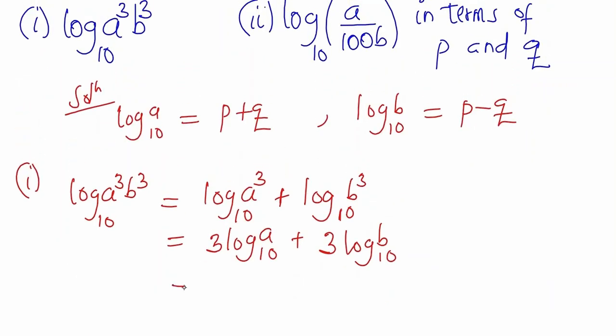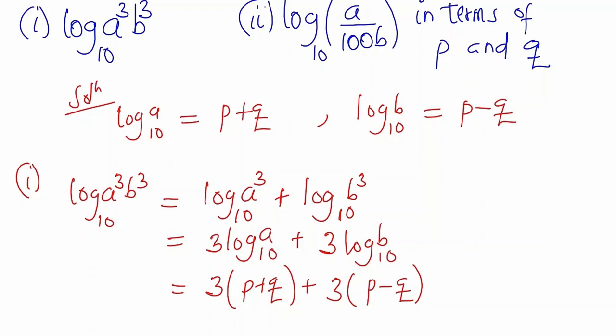Now we know that the value of log a is the same thing as p plus q, and we know the value of log b base 10 as p minus q. So having known that, we are going to do quick substitution, and we have here 3 multiplied by log a, which is known as p plus q, plus 3, and log b is known as p minus q.